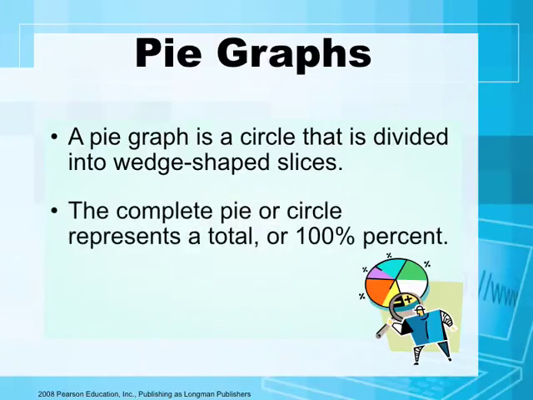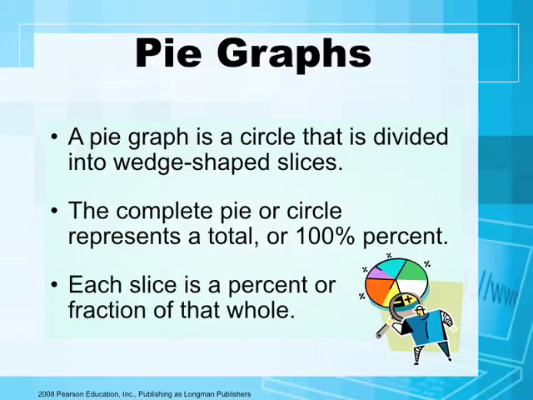The complete pie or circle represents 100% of whatever you happen to be talking about. Each slice is a percent or a fraction of that 100% whole. So it's a quick representation. You see this a lot in politics, and it's a great graph to use on TV or in marketing or in a presentation you're giving to a class.